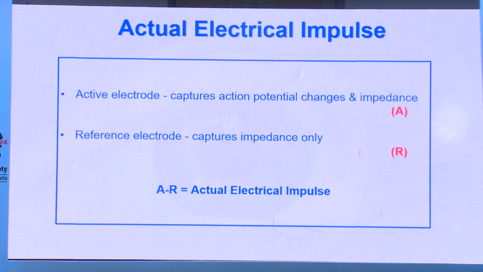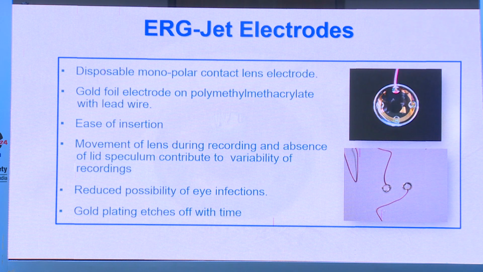Now, what is the actual electrical impulse that the ERG calculates? It is the impulse captured by the active electrode, which has two things: first, the potential changes and the impedance, and the reference electrode, which captures the impedance only. Now, subtracting this, that is E minus R, actually gives us the actual electrical impulse.